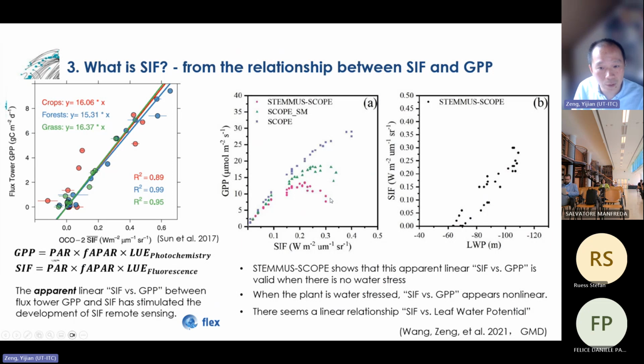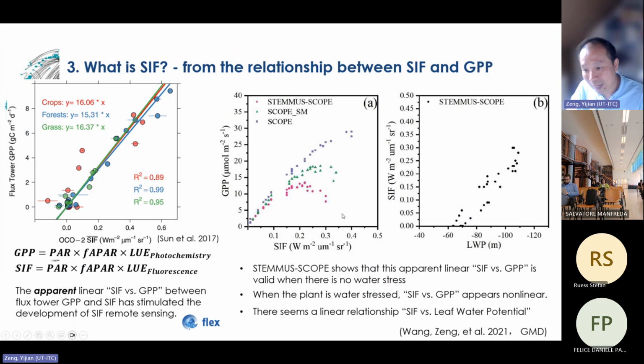they are nonlinear. This is because for the linear relationship, we give the system enough water to supply for the transpiration. So there's no water stress. When there's no water stress, you can see such a linear relationship. But if it is during dry conditions or drought events, then you can see such a nonlinear relationship.